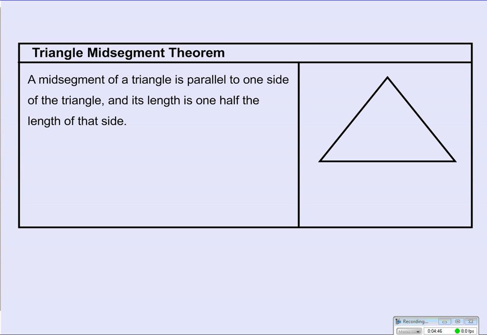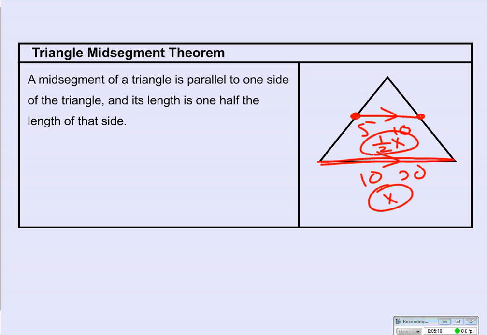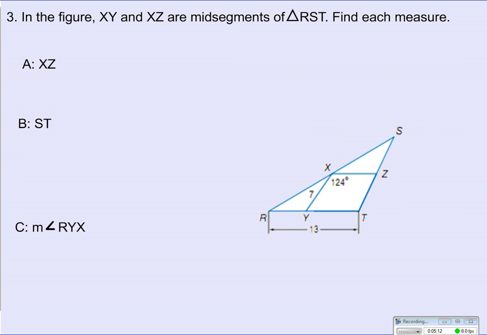And here's what's handy about that: if I've got a triangle midsegment, it is exactly half of the length of the side it's parallel to. So it's parallel to this side, and it's also half of that side. Like if this is 10, this is 5. If this is 20, this is 10. This is a number, this is half of that number. That's the way you want to remember that. So if I've got this kind of situation, and I'm looking for a midsegment, this whole side is 13. I want half of that for XZ.